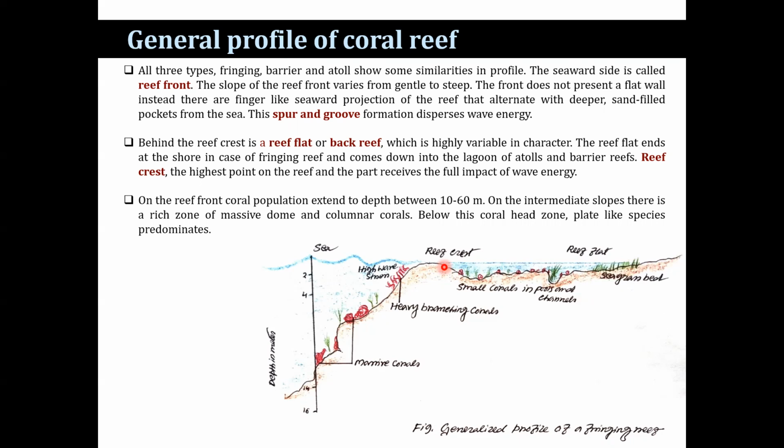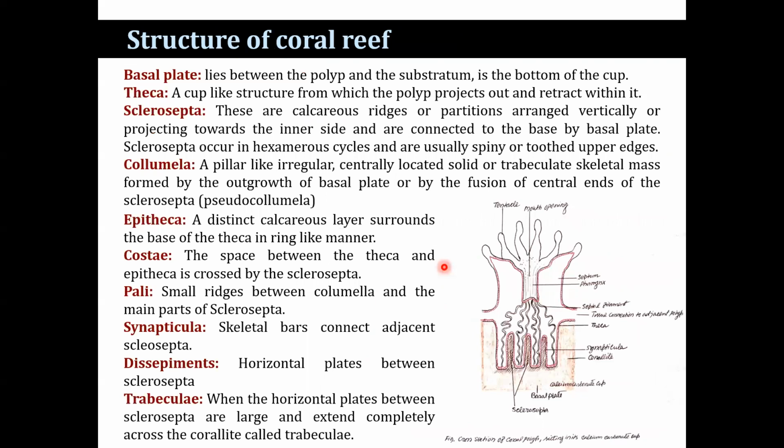Now, what is the basic structure of the coral skeleton? A typical coral polyp consists of a basal plate, which you see here, that lies between the polyp and the substratum and is the bottom of the cup. Then the theca, a cup-like structure from which the polyp projects out and retracts within. Then the sclerosepta, calcareous ridges or partitions arranged vertically or projecting towards the inner side and connected to the base by the basal plate. Sclerosepta occur in hexameral cycles and usually have spiny or toothed upper edges.